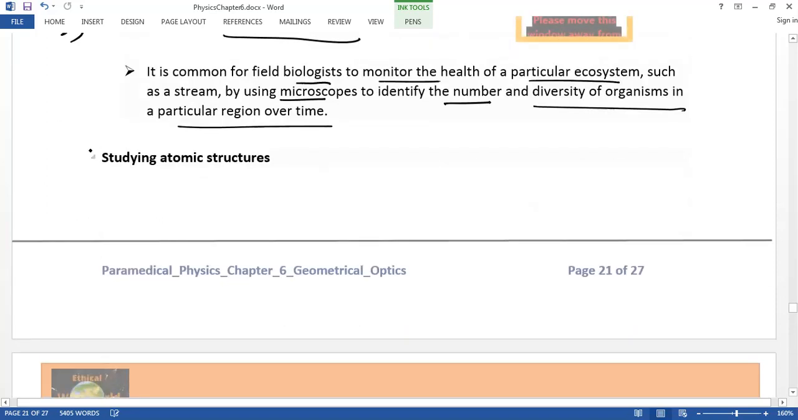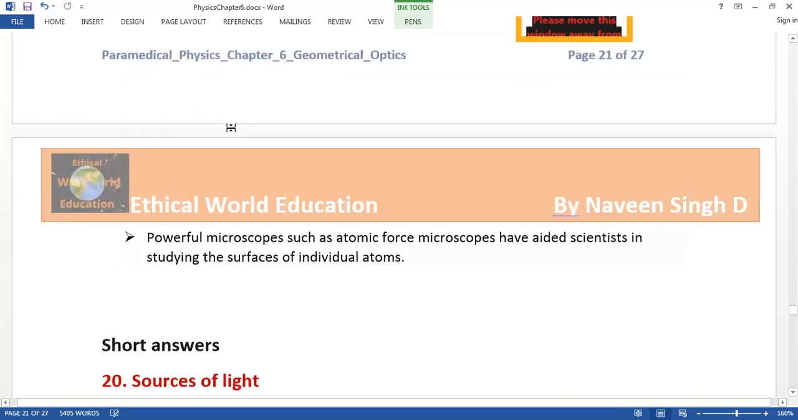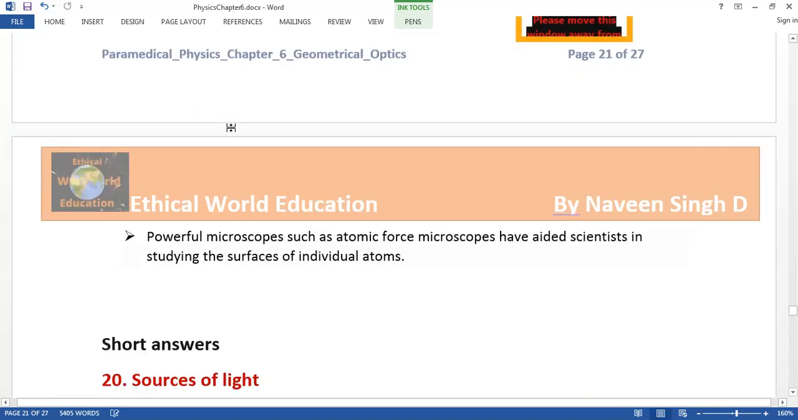The last one, the fourth one, is studying atomic structure. Studying atomic structure means that powerful microscopes such as the atomic force microscope have added to the study of the surface of individual atoms. Here the surface of an individual atom can be studied with the help of an atomic force microscope. So these are the applications of the microscope. Let us move on to the next question.